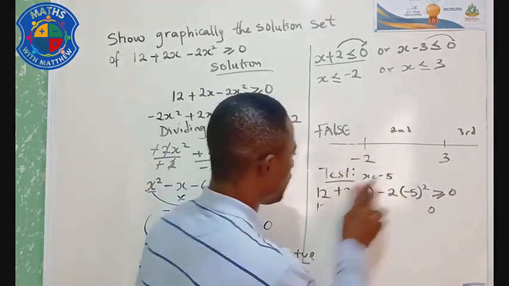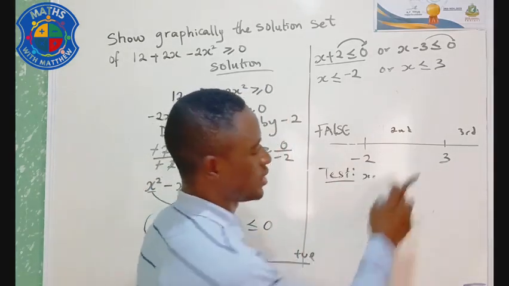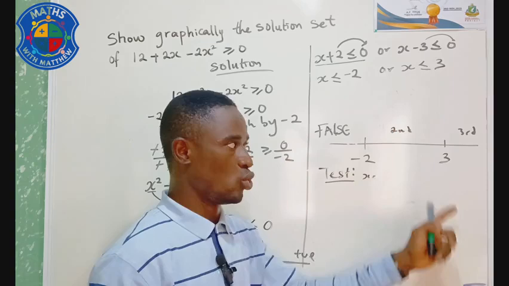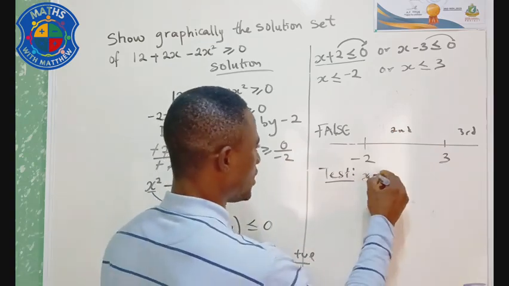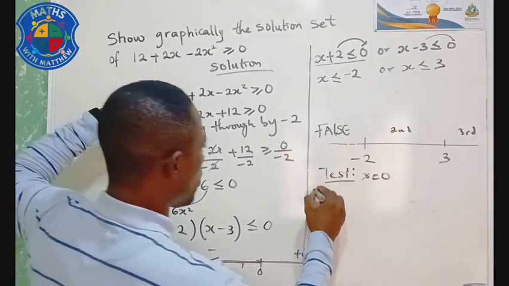We also check for the second one. When x is between minus 2 and 3, that is where we have minus 1, 0, 1, 2, up to 3, right? So let's pick 0. When x equals 0, we'll be able to solve that one easily. So we come back here.